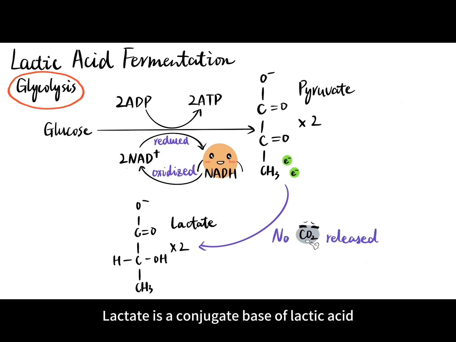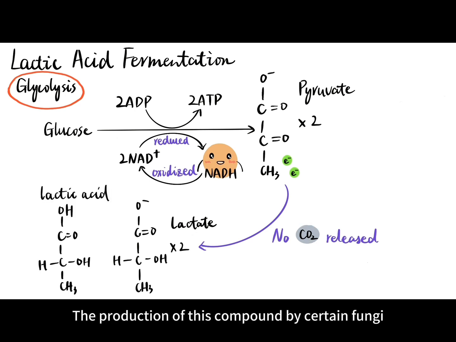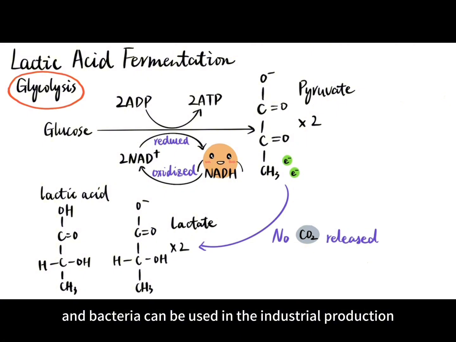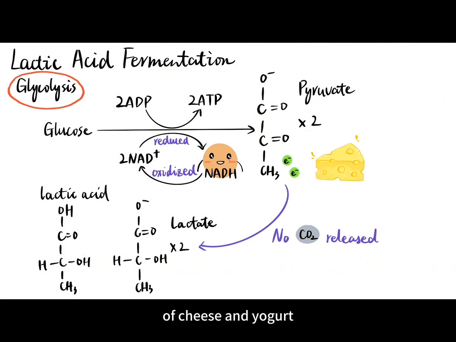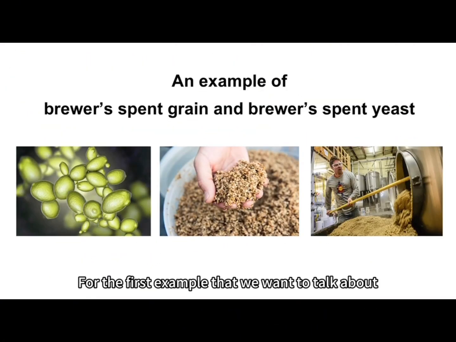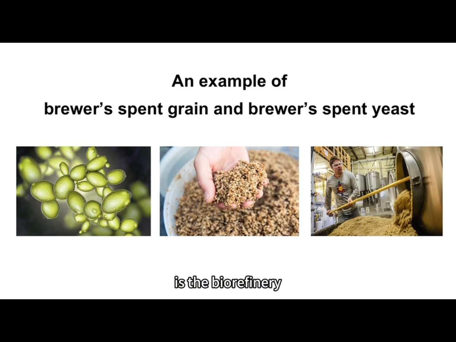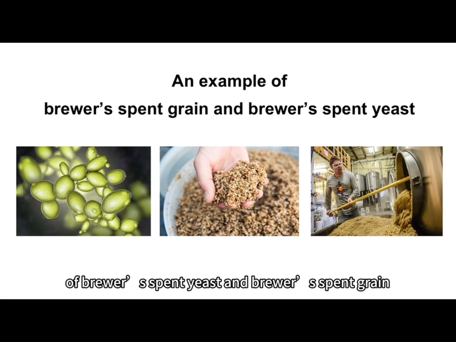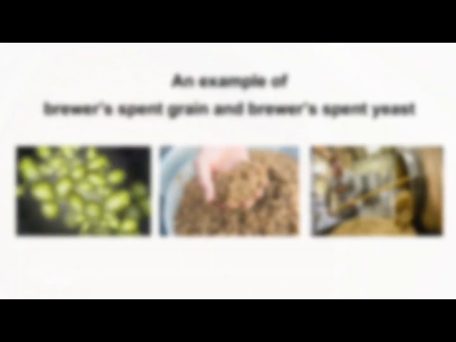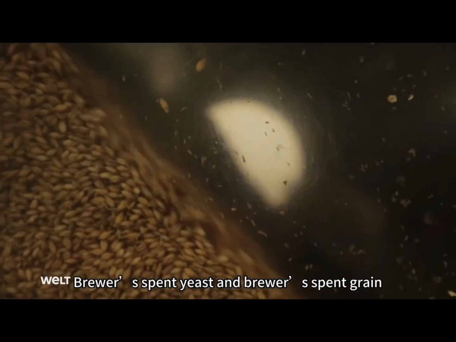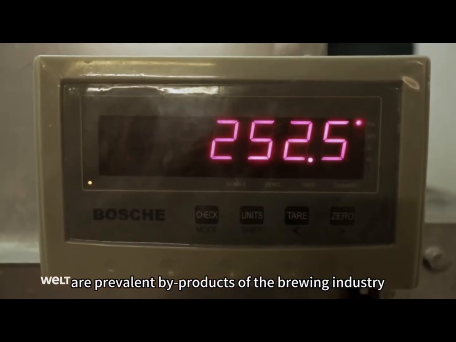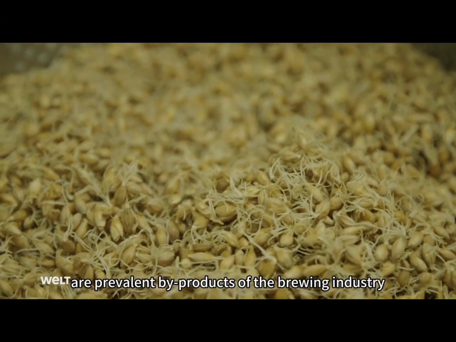Lactate is the conjugate base of lactic acid. The production of this compound by certain fungi and bacteria can be used in the industrial production of cheese and yogurt. The first example that we want to talk about is the biorefinery of brewer's spent yeast and brewer's spent grain. Brewer's spent yeast and brewer's spent grain are prevalent byproducts of the brewing industry.